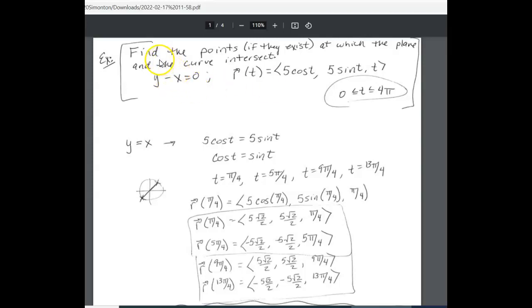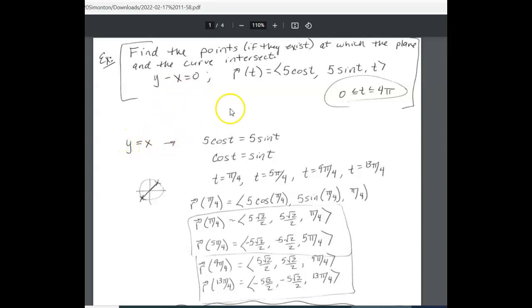Find the points, if they exist, at which the plane and the curve intersect. So our plane is y minus x equals 0, and our vector function is 5 cosine t, 5 sine t, t. The key here, and I'm sure on any that you will encounter, is to pay attention to your window. You're looking for intersection points within t values from 0 to 4 pi. So if y minus x equals 0, that's the same thing as saying y has to equal x.